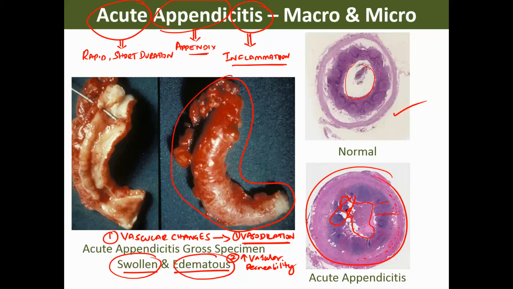So if I keep this slide, you should write it as acute appendicitis. If I keep this slide, you should also write it as acute appendicitis. If I ask you to describe the specimen, you should write it is an acute appendicitis gross specimen. Gross means naked eye appearance. Okay, it is swollen and edematous due to acute inflammation.